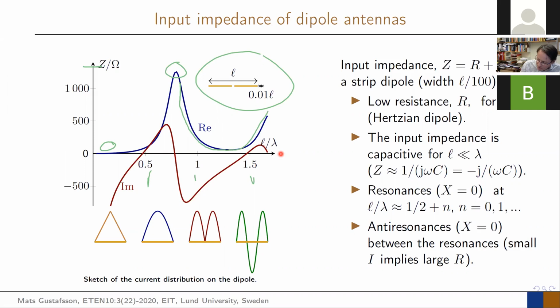If you instead follow the reactance, it goes from this part up here, it goes through resonance, then it goes down, and then it goes up again, and it gets a second resonance there, and here it goes through 0 again. So it follows this one.